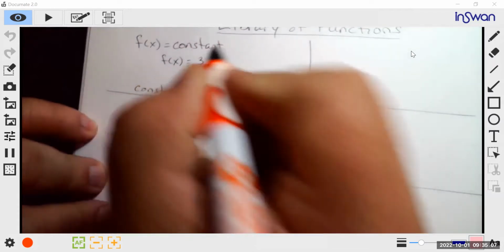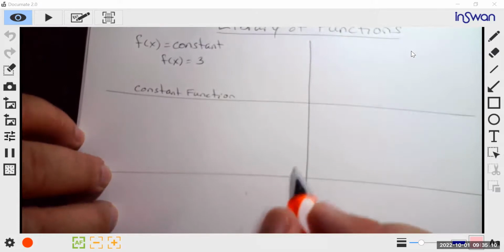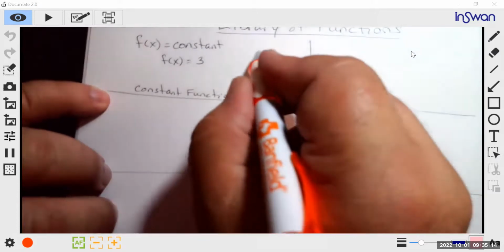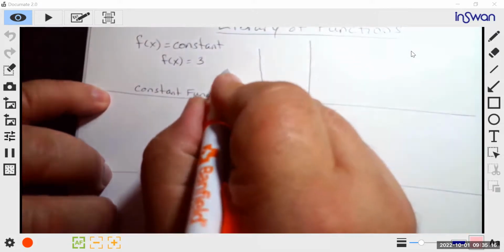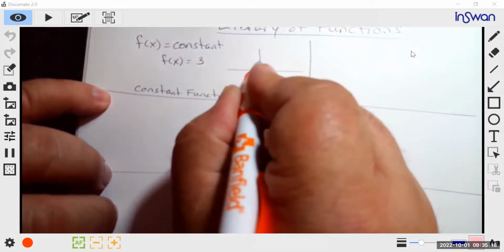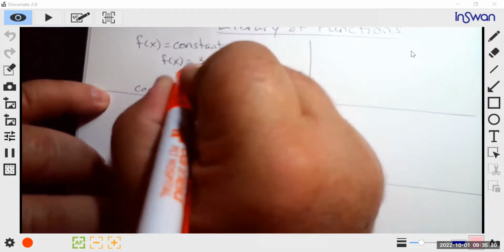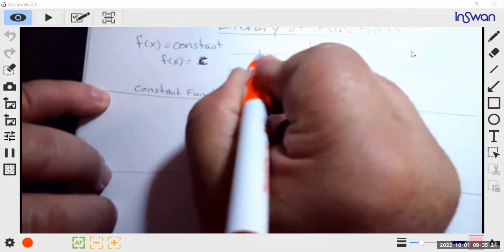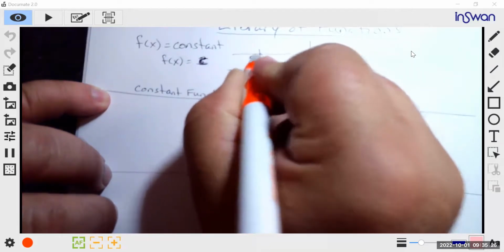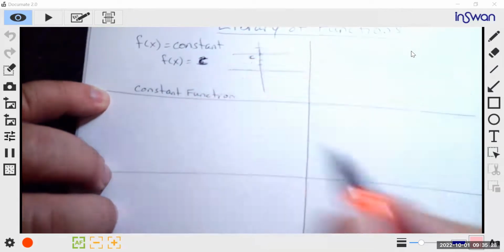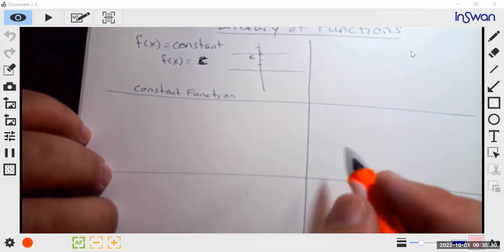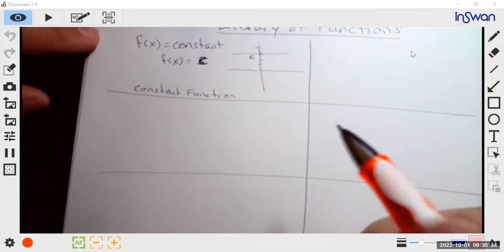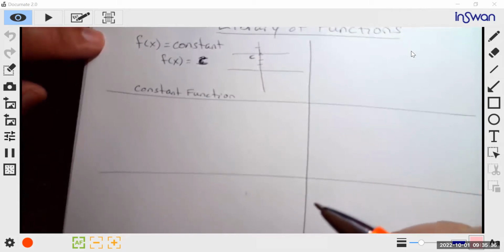Let's say like 3. No variables involved. The constant function, let's say equals some value c. Because it doesn't matter what it is, it's always going to be a horizontal line through that number. If it's positive, it's above the x, if negative, below. It'll be a horizontal line. The constant function is a horizontal line.